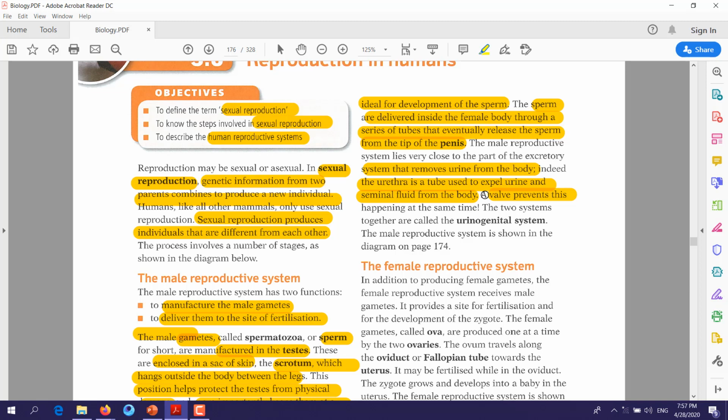These two systems, the reproductive system and the excretory system, because they are connected with each other, they call them together the urinogenital system. So the urinogenital system is what? The two systems together. Which two systems? The reproductive system and the excretory system.